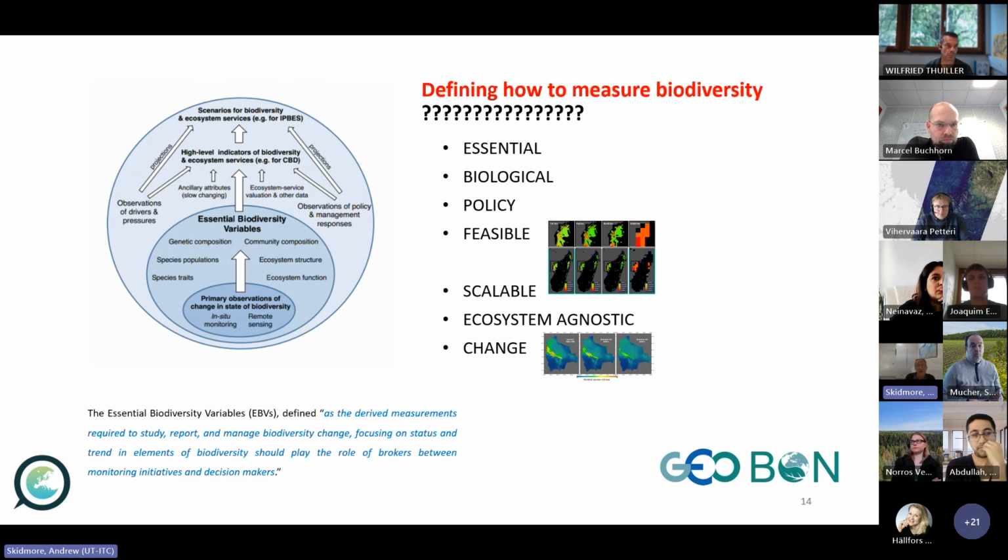So we've pretty much, I think, in Obsession adopted this, right? We've got different work packages which are dealing with different elements of this type of process, from the fundamental primary observations through to the EBVs, in this case classes on this figure, and then going into the high-level indicator, and then the modelling and ecosystem services.